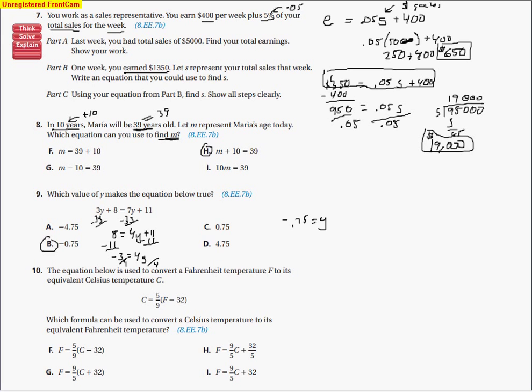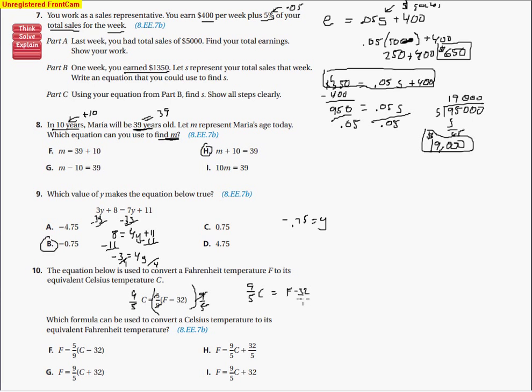So I need to solve this by doing some opposite operations. I'm going to multiply this by 9/5. That'll cancel out the 9s and the 5s. But if I do that to one side, I have to do the same to the other. So now I've got 9/5 C equals F minus 32.